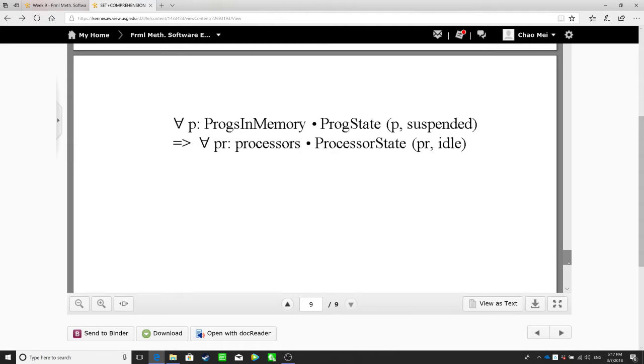There exists... not there exists. We don't have any. It's for all. We have two quantifiers. For all programs in memory, such that the program state is suspended, implies there exists all processors that are idle.